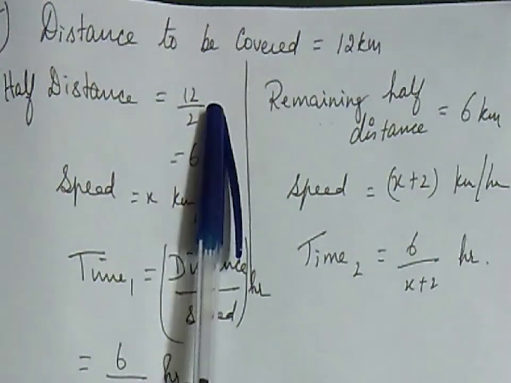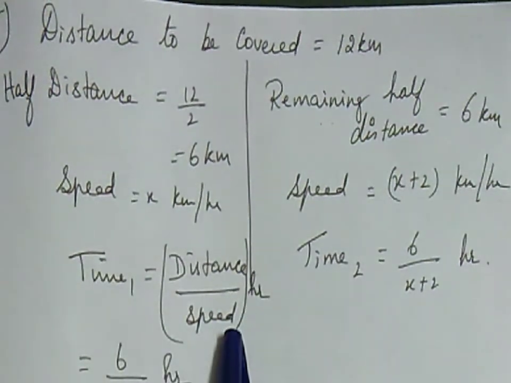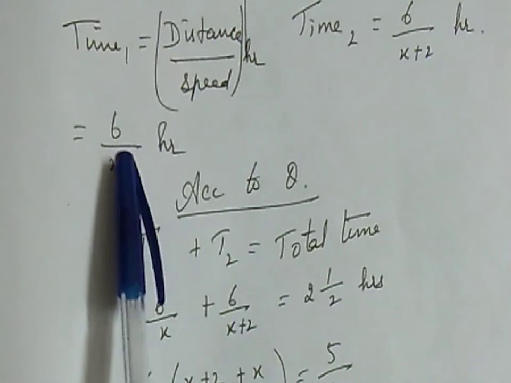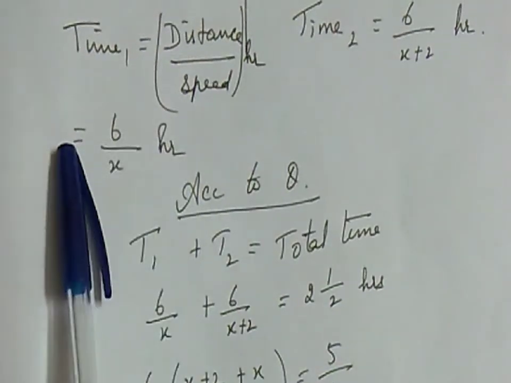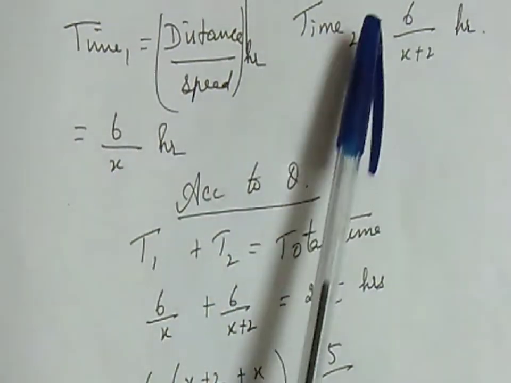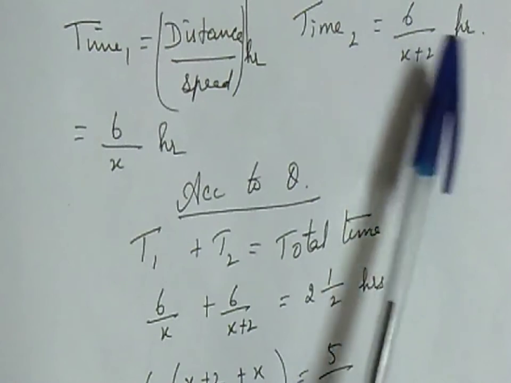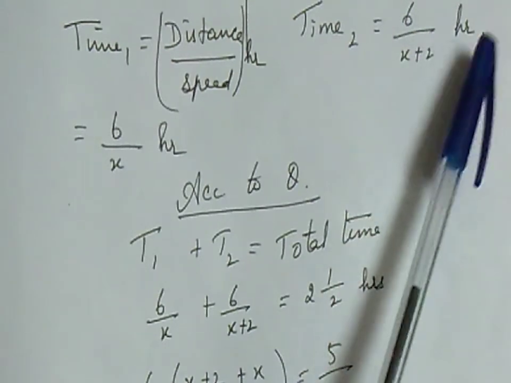Now you know distance, you know speed. What is the time? Distance upon speed. That is 6 upon x hours. Keep this one as T1, 6 upon x hours. And T2, 6 upon x plus 2 hours.